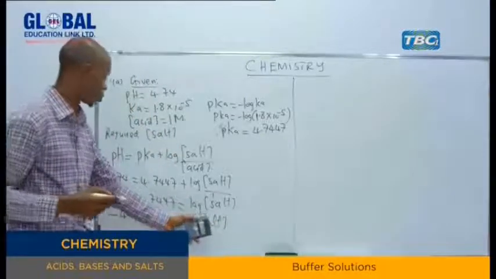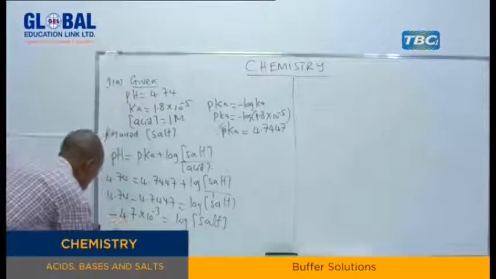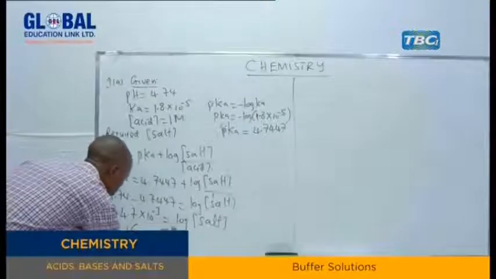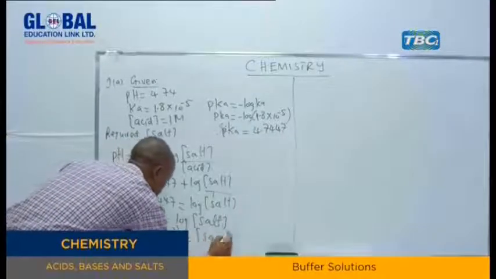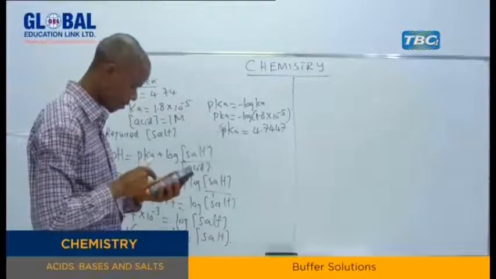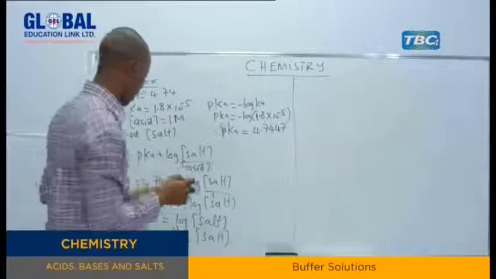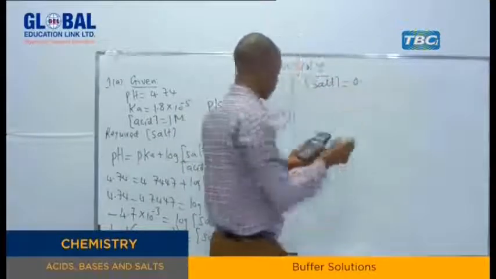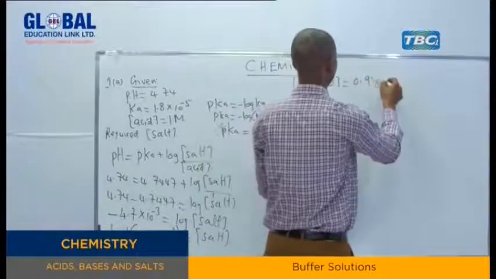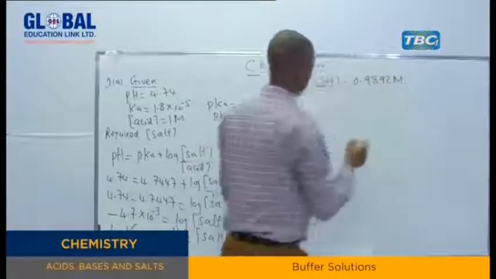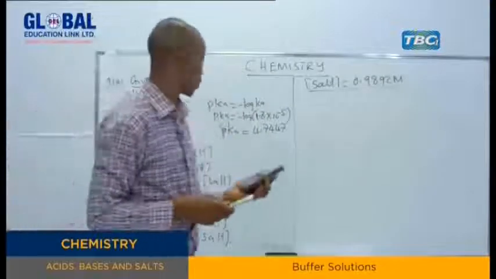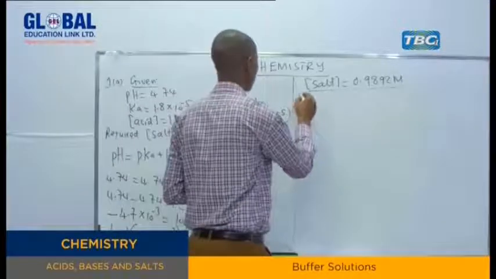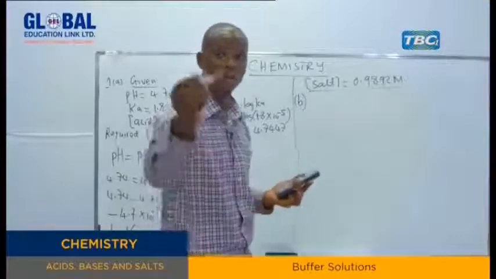Now, to get the concentration of the salt, you inverse the logarithm. So, log inverse of negative 4.7 times 10 raised to negative 3 equals the concentration of the salt. Now, you take your calculator, inverse logarithm of the answer. You are going to get 0.9892 molar. So this is the concentration of the salt. That is number 1. Now coming to B.